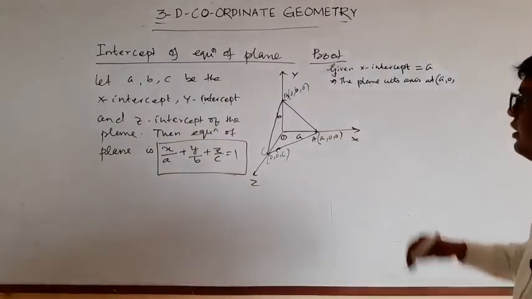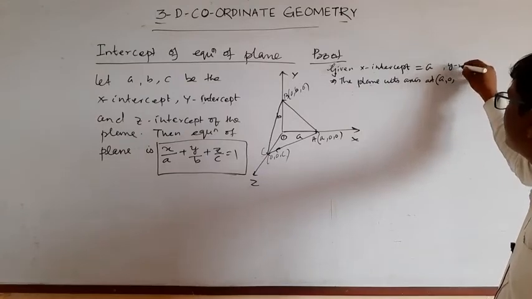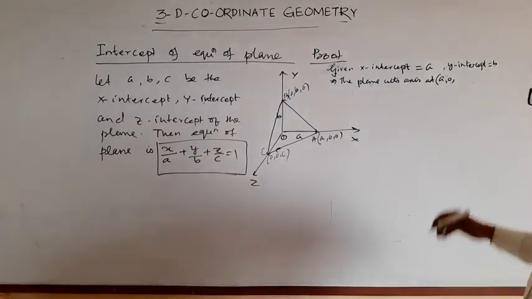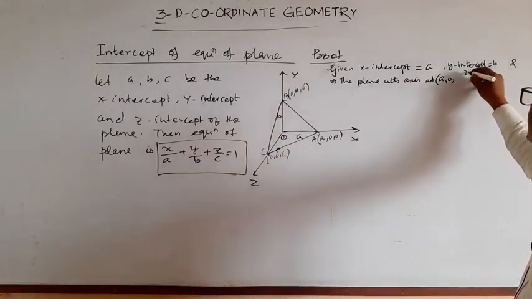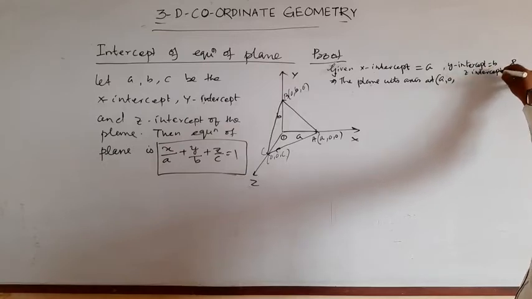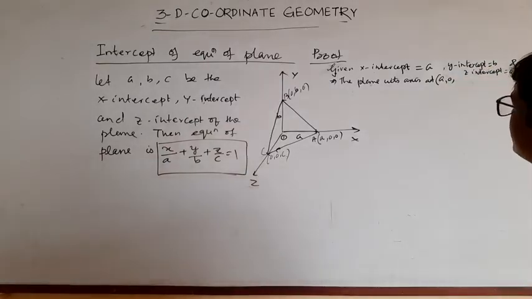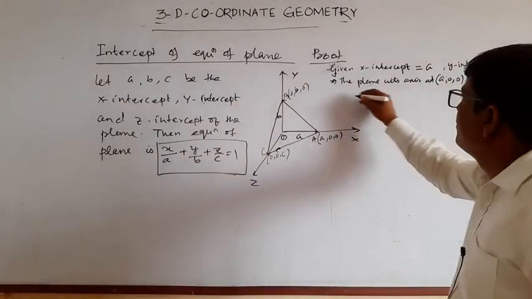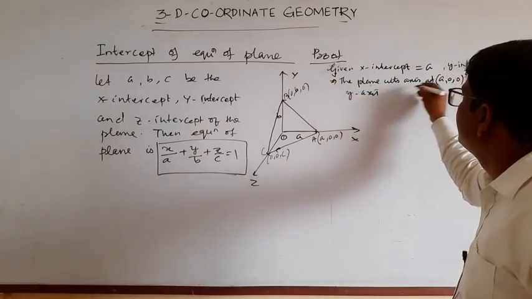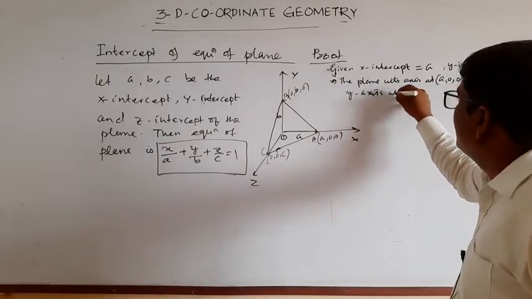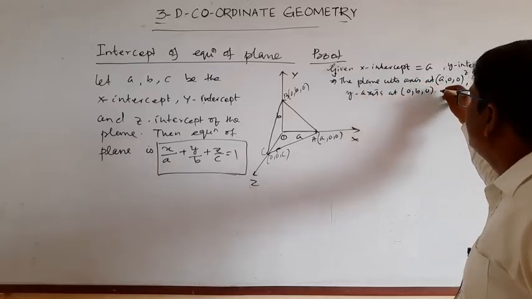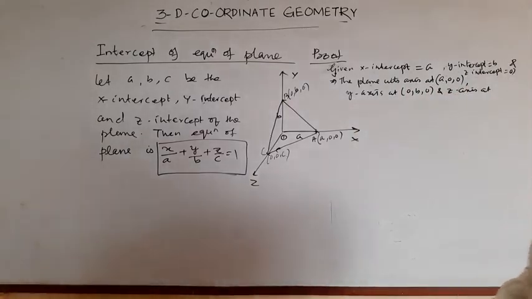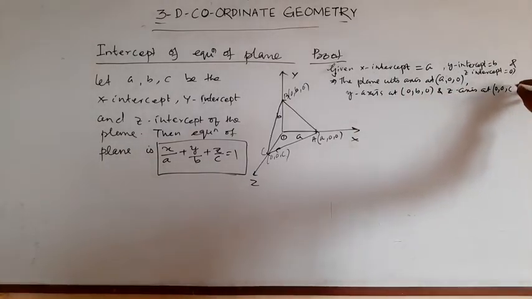Given x-intercept equal to A, y-intercept is equal to B, and z-intercept is equal to C. That implies the plane cuts the x-axis at A, 0, 0, the y-axis at 0, B, 0, and the z-axis at 0, 0, C.